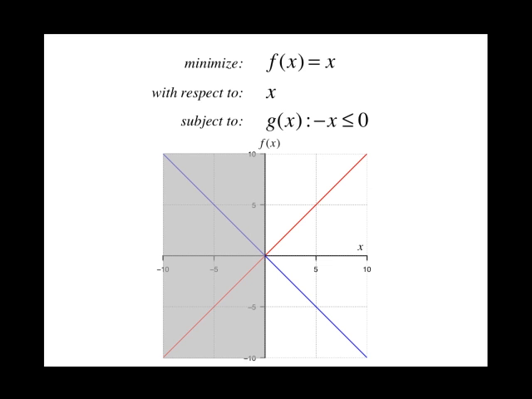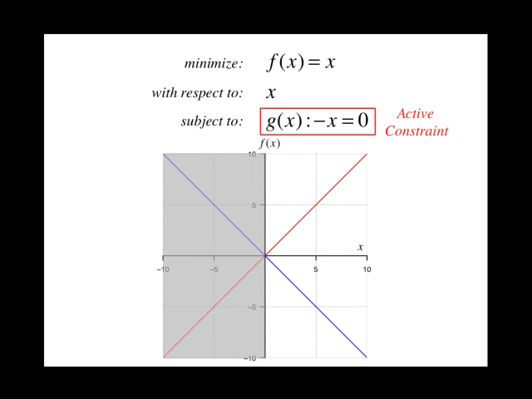So all of the values where x is less than 0 are no longer feasible, and the solution is now where these lines intersect. And so it's at x equals 0. So this inequality becomes an equality, and we call this an active constraint. So this means that the solution is at the boundary of the constraint.